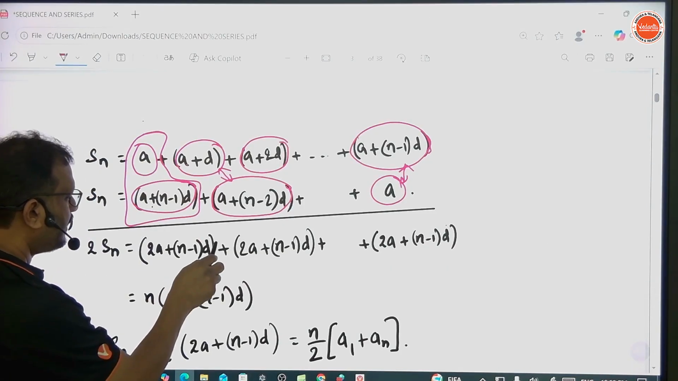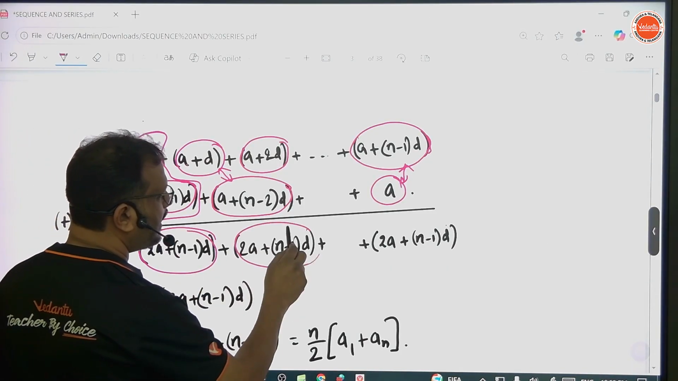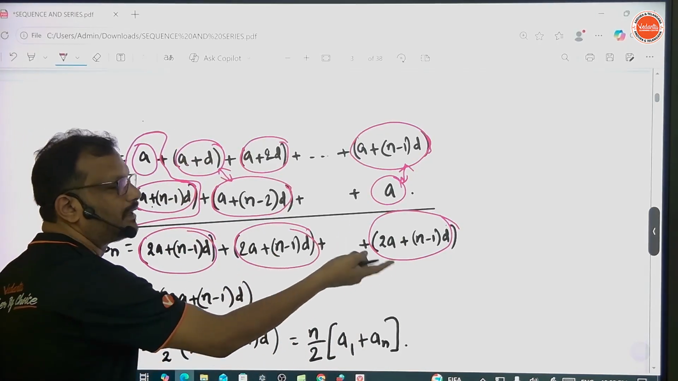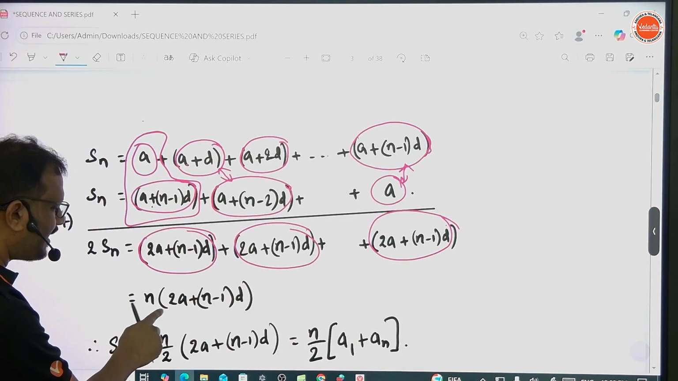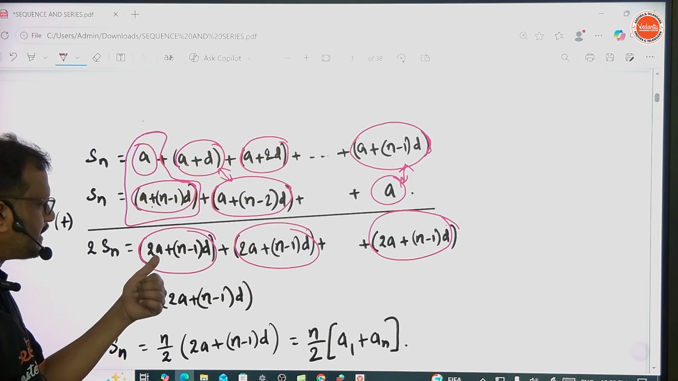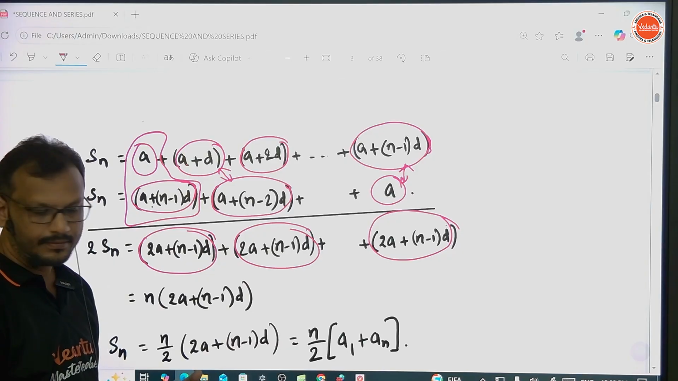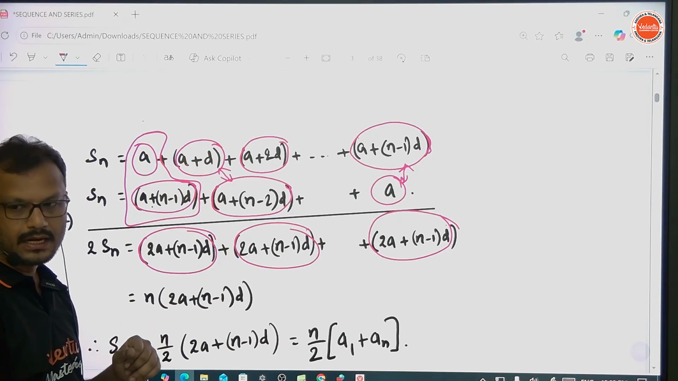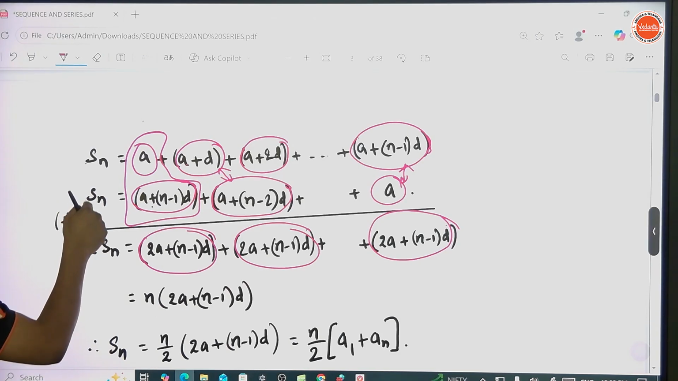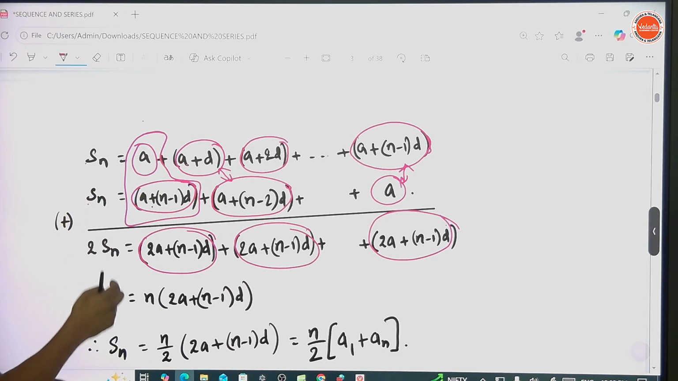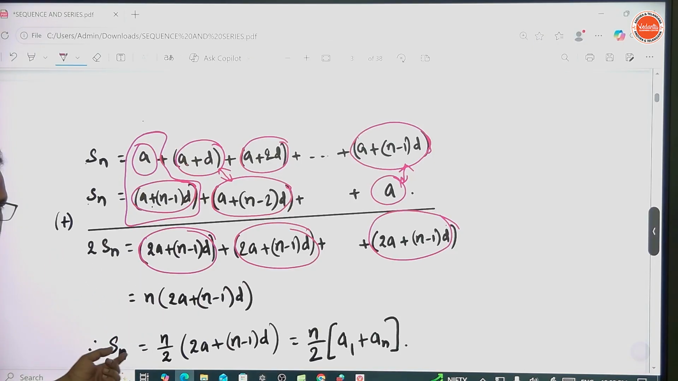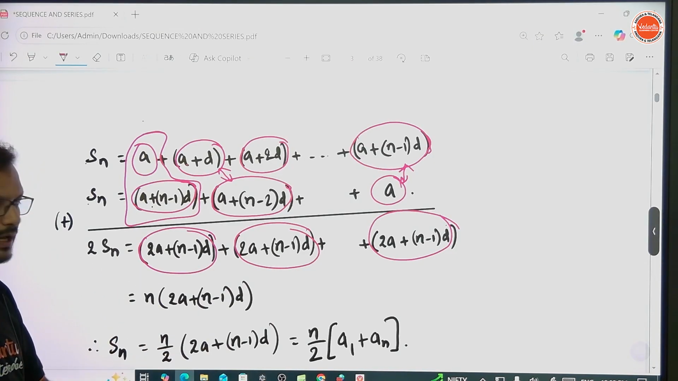Again, it is all the same. How many terms are there like that in total? The sum of the terms when you add them is common, right? So this is the same. Now how many such terms are there? N terms. That's why n times the sum, which is the same here, 2A plus n minus 1 D. So n times 2A plus n minus 1 D. Now we just need Sn. The sum of these two will be 2 into Sn, so Sn equals n by 2, the 2 you have to bring down. So n by 2 into 2A plus n minus 1 D.